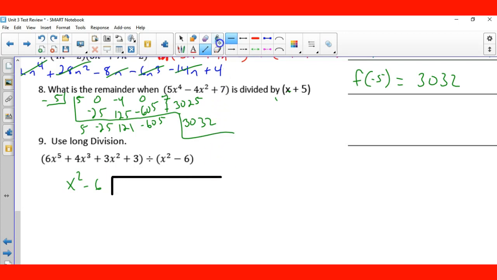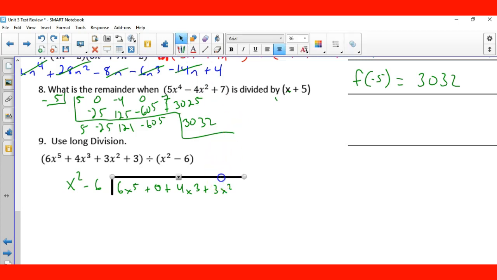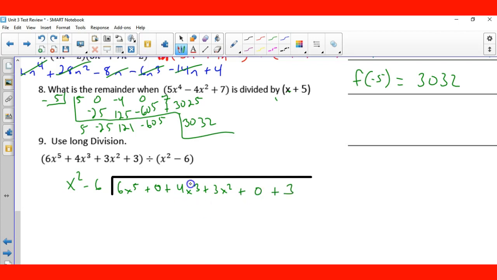Boom, straight line. Now 6x to the 5th plus 0x to the 4th, plus 4x cubed plus 3x squared plus 0x plus 3. Gotta extend my line. Now I just included the missing values in case I need them. And if not, then there's no harm.